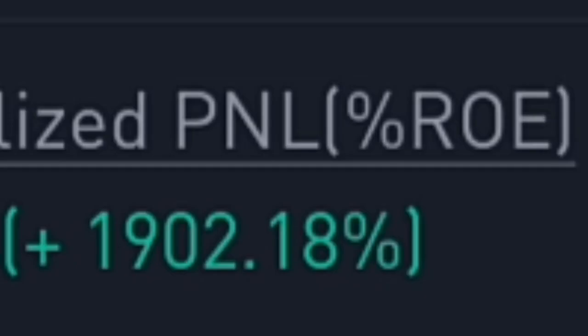I'm up 1,900%, $22 to open this position.